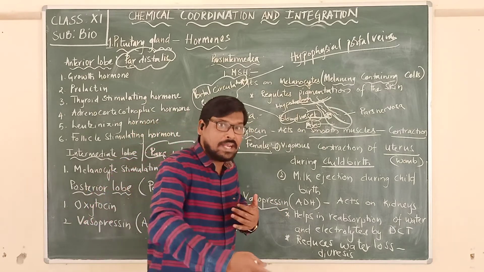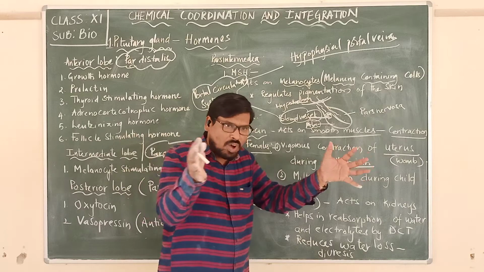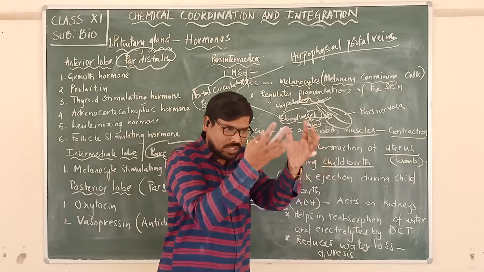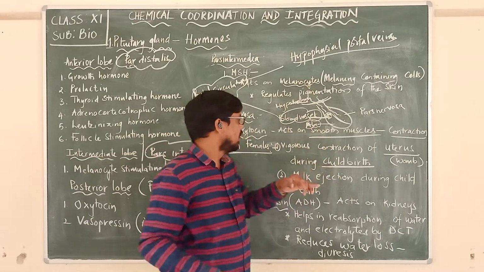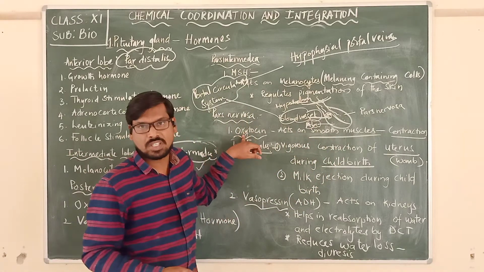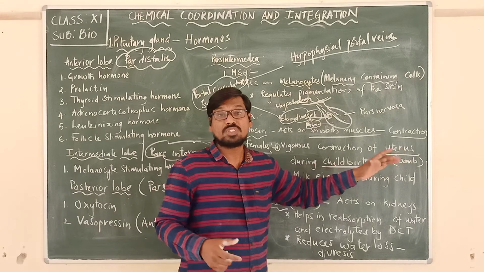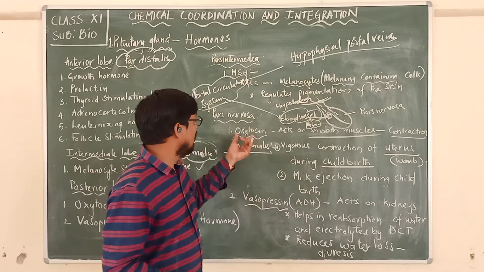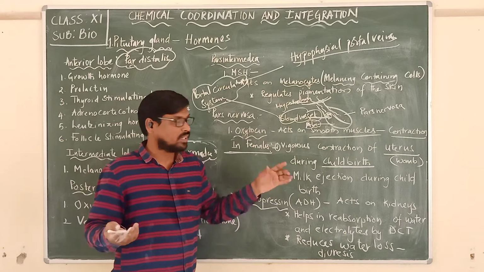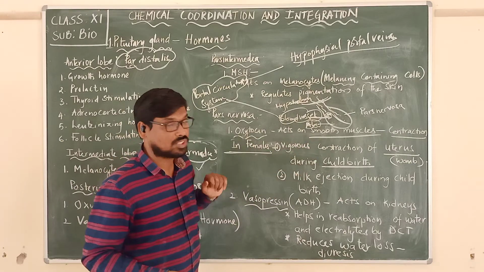So during the childbirth, the uterus walls will be contracting, compressed, so that the baby will be coming out. So for the contraction of the muscles, it is the oxytocin which helps in bringing up those contractions of the uterus walls. So during this time oxytocin will be produced in more quantity, causing vigorous contraction.